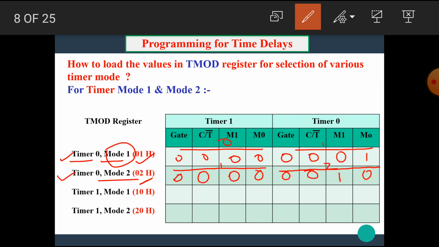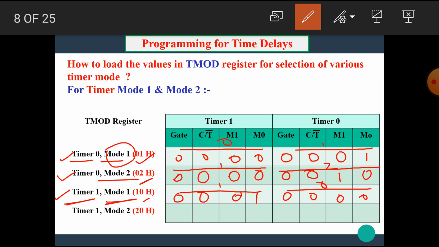Then if we want timer 1 in mode 1, now we want timer 1, hence all the bits of timer 0 are 0. We want timer 1 in mode 1, and we know that we can select mode 1 by giving the combination 01, the other bits are 0. Hence we get 10H.